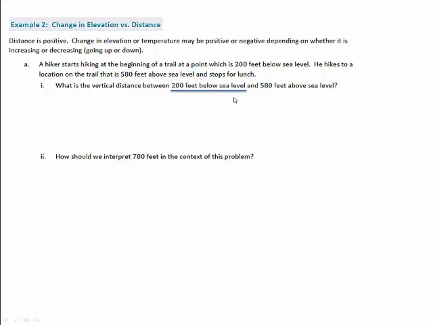We're going to say 200 feet below sea level is -200, and 580 feet above sea level is positive 580. And we can use the distance formula, -200 minus 580, and find the absolute value of that. -200 plus -580, I turned that subtraction into addition by adding the opposite of positive 580. That's -780. The absolute value of that, the distance between those two numbers, is 780 feet.